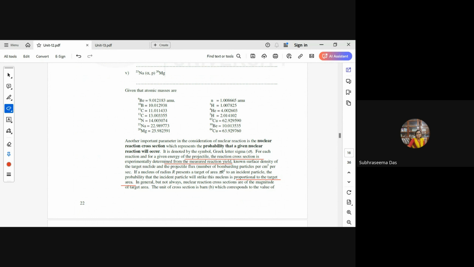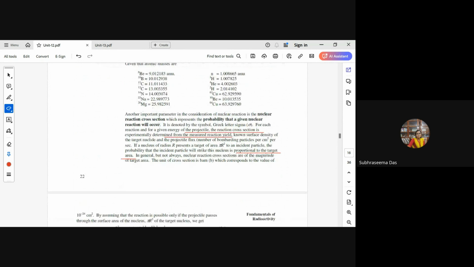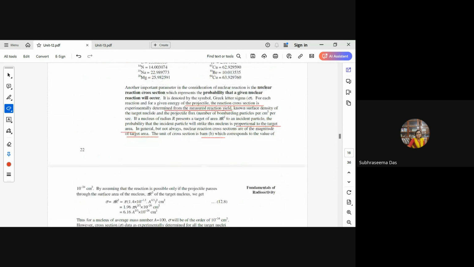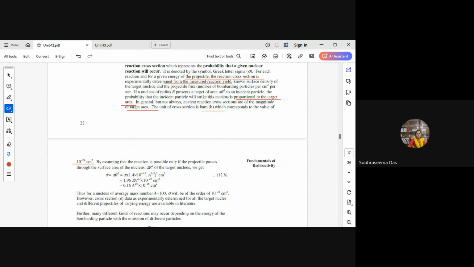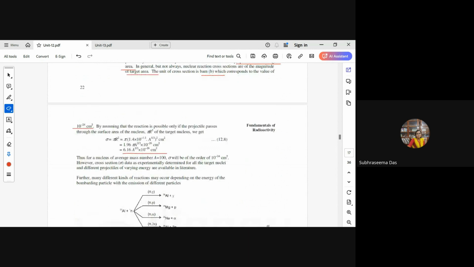So in general, nuclear reaction cross sections are almost of the same magnitude as the target area. The unit of cross section is the barn, represented by small b, and it corresponds to almost 10 to the power minus 24 centimeter squared. By assuming that the reaction is possible only if the projectile passes through the surface area of pi r squared, we get sigma equal to this value. When we consider a nucleus of average mass A equal to 100, sigma comes to be of the order of 10 to the power minus 24 cm squared.